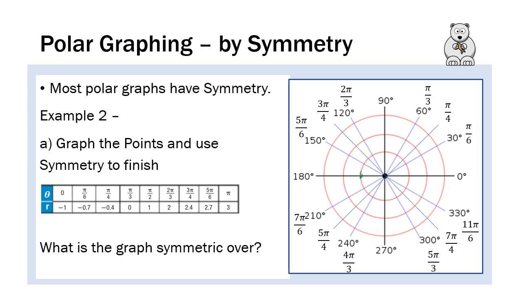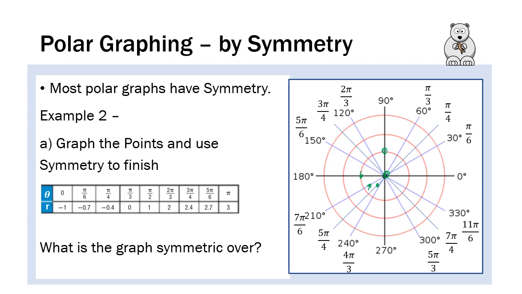Then I'm going to do pi over 6, again in the opposite direction, at 0.7. So that means about right there. Then pi over 4 this time at negative 0.4, so negative 0.4 on that pi over 4. It's about right there. Then pi over 3 is at 0. And I'm going to keep going with pi over 2 at 1, so 90 degrees is 1.